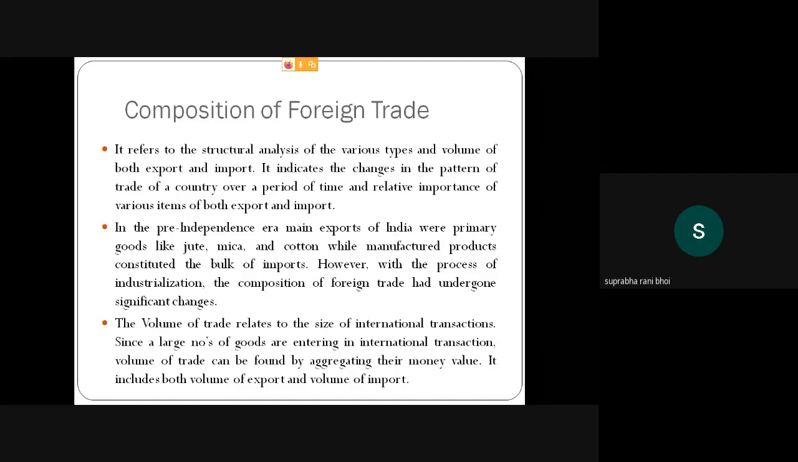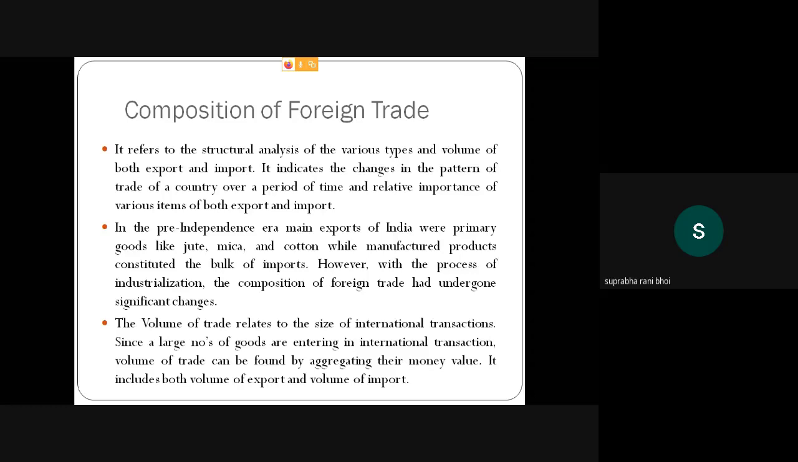It means varieties of goods and services are entering international transactions. So how do we know their volume? If we multiply their prices, or total their money value, then we can know the volume of trade. Suppose we are exporting 10 bundles of clothes.